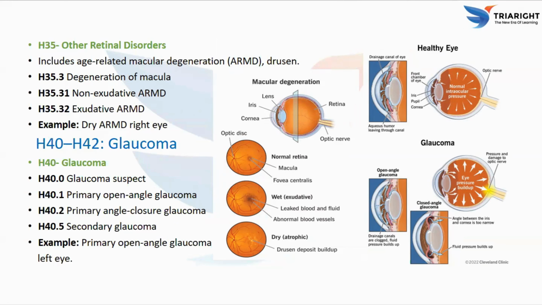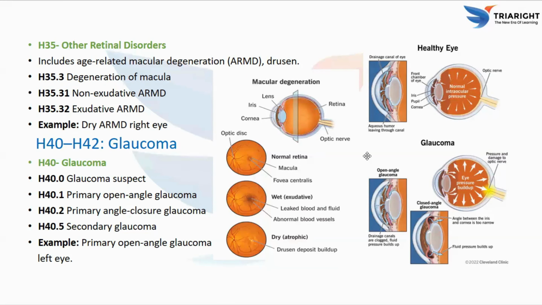So what is ARMD? It is a progressive disease that affects the macula. This is most commonly seen in elderly individuals. There are two major types of ARMD: non-exudative ARMD and exudative ARMD. For non-exudative ARMD, H34.31 code is assigned. This is the most common type of ARMD, almost 90% of cases are in this category. It has a slow progression. This is caused by yellow deposits under the retina. The macula becomes thin and weak over time.